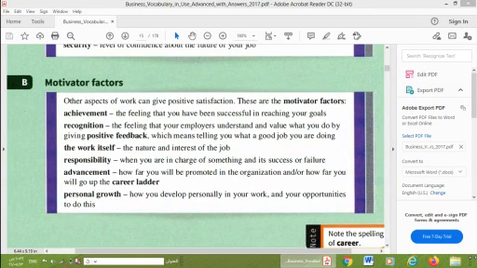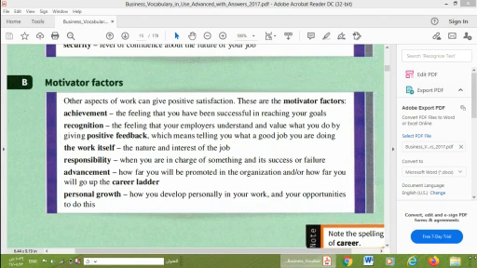The second motivating factor اللي هي recognition, the feeling that your employers understand and value what you do by giving positive feedback, which means telling you what a good job you are doing. فأيضا recognition تعتبر من motivating factors. This recognition should come from whether the superiors and from employees peers.